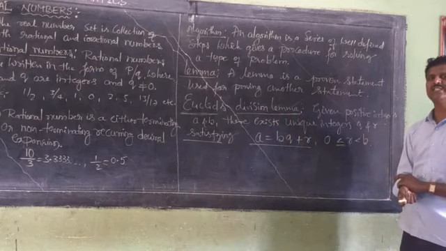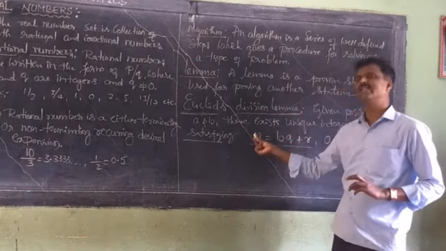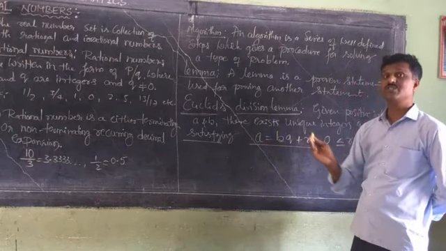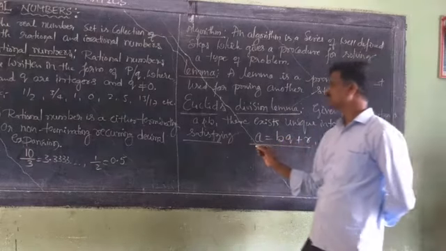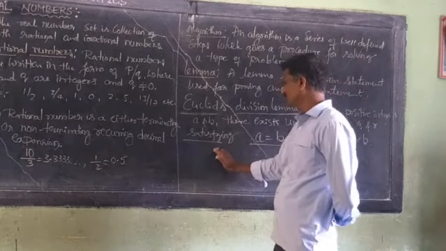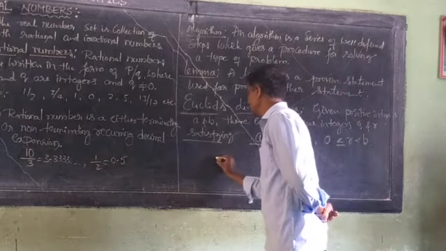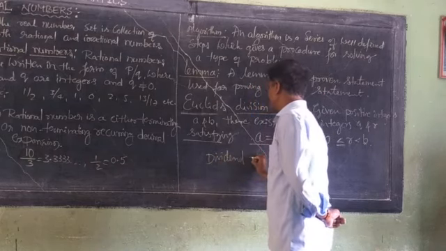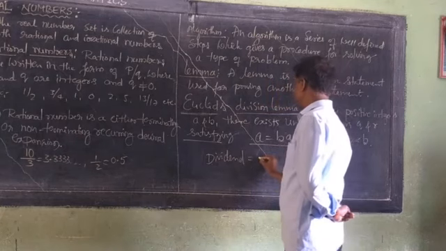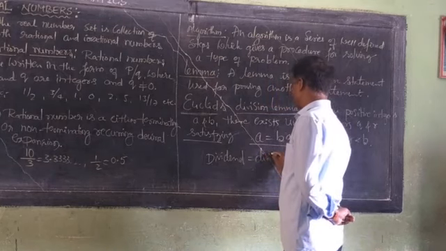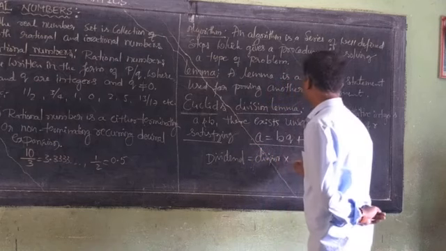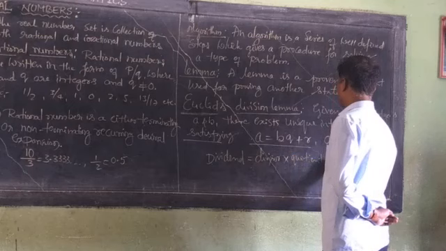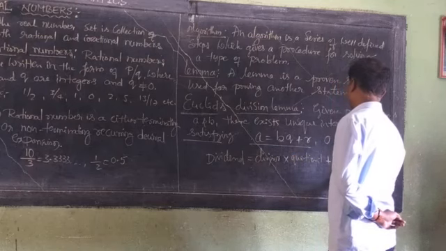How can we understand this? Here a is the dividend. We already know the division procedure. What is the division procedure we know? We already know that dividend is equal to divisor into quotient plus remainder.